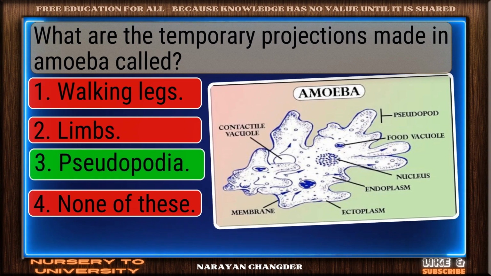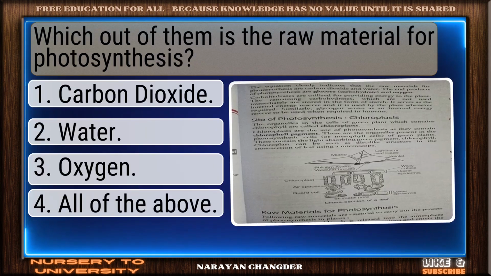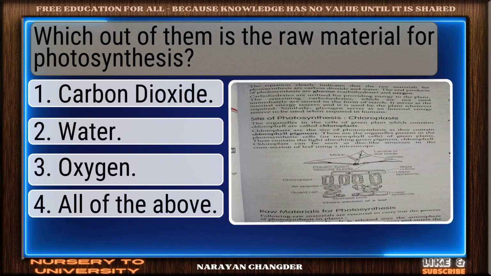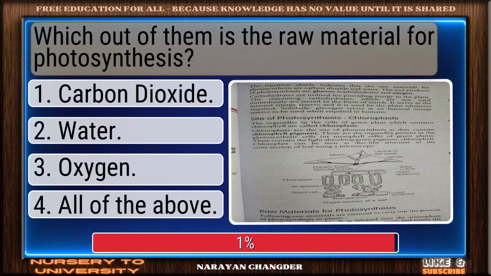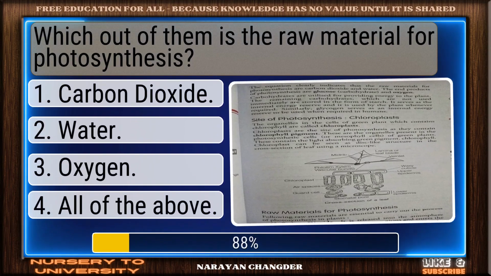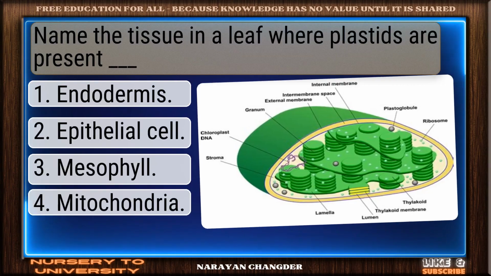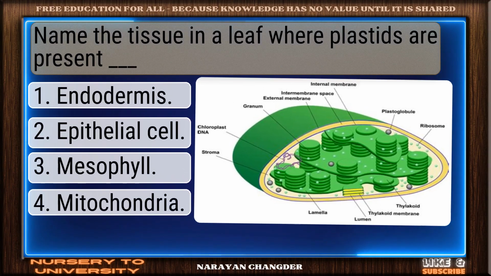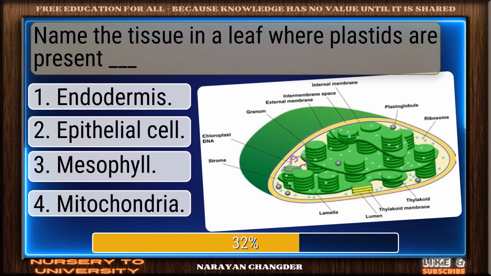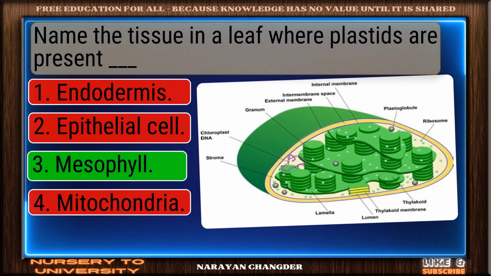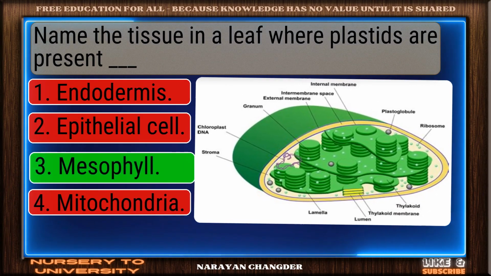Excellent choice. Pseudopodia is right. Which out of them is the raw material for photosynthesis? Exactly. All of the above makes sense. Name the tissue in a leaf where plastids are present dash. Bravo. Mesophyll is the answer.